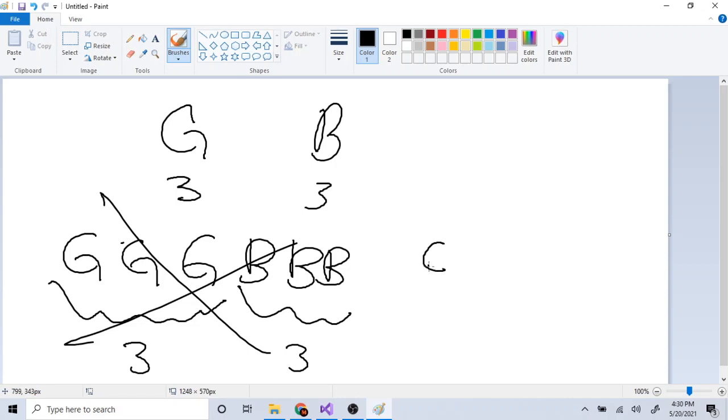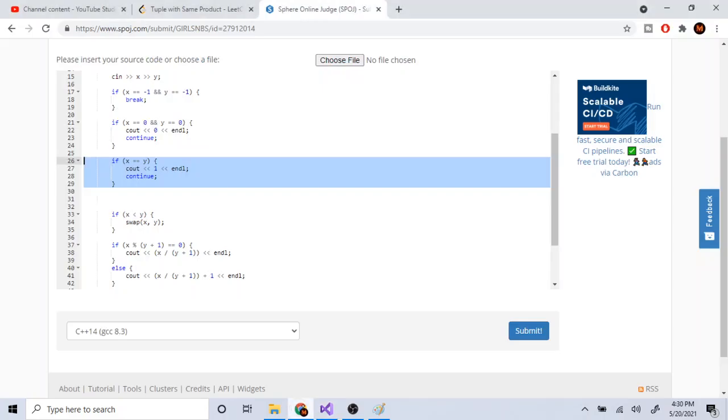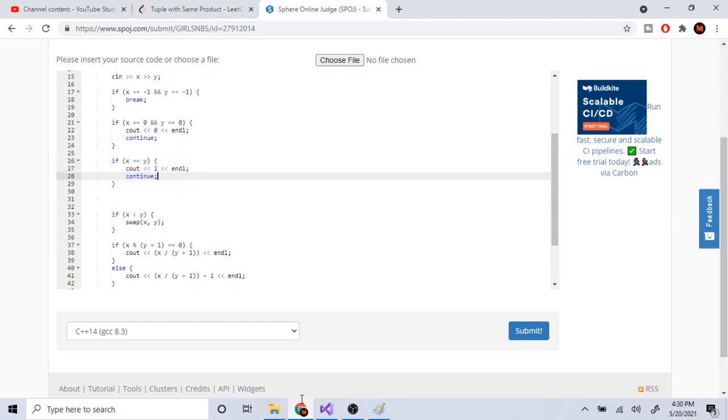So instead, I'm going to put GB, GB, GB. In the end, the consecutive count is always going to be one, because there's only one G in a row and only one B in a row. They alternate. You don't see two Gs together. So that's why here the answer would just be one if they're both equal. If 3 is equal to 3, the answer would just be 1. So that's what I have here.